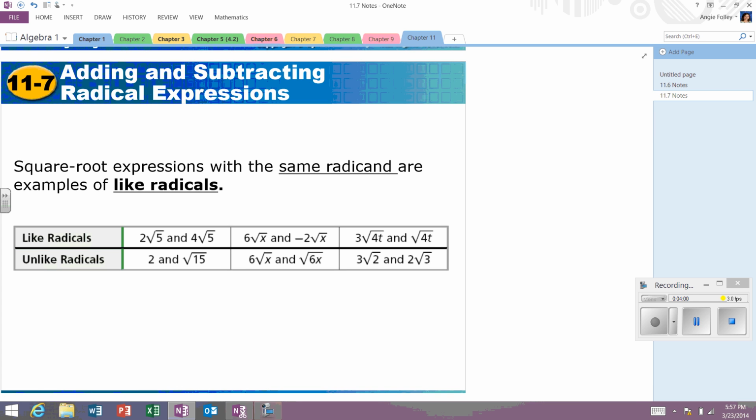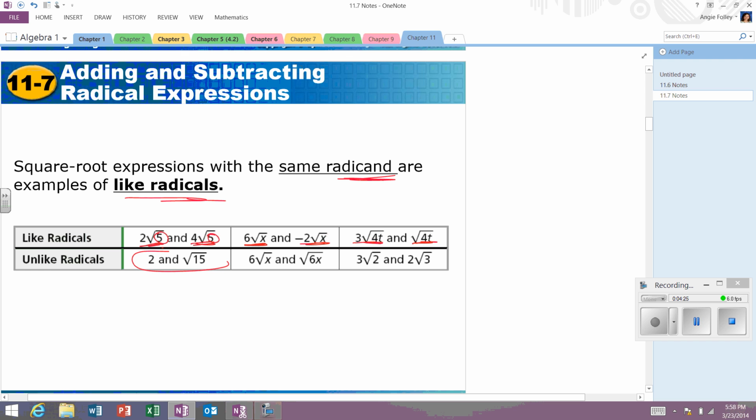Square root expressions with the same radicand are examples of like radicals. So remember, a radicand is what's under the radical sign. For example, 2 times radical 5 and 4 times radical 5 are like radicals because they both have 5 under the radical. In this one, they both have an x under the radical. In this one, they have the 4 to the t under the radical, so those are all like radicals.